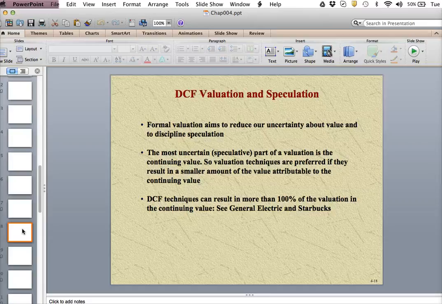So this is a model that gives you a really basic idea of valuation, and we'll continue looking at other models and other valuations.